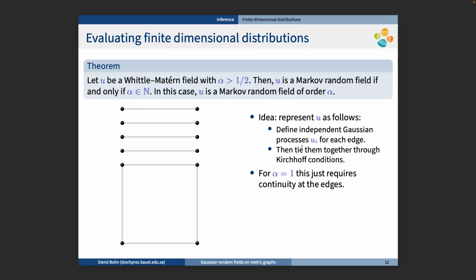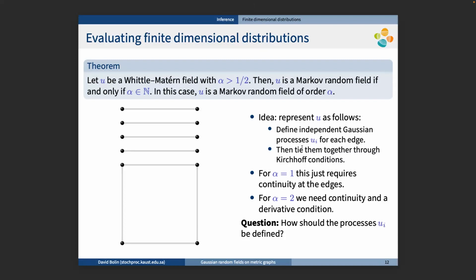So for alpha equal to 1, this would just basically mean that you define some Gaussian process for each edge, and then you condition on the fact that they should satisfy continuity at the vertices. And for alpha equal to 2, we would then condition on continuity plus this sum to 0 constraint on the derivatives. The question then is just how should you define these independent processes ui in such a way that after you condition on the Kirchhoff constraints, you obtain a solution to this SPDE.